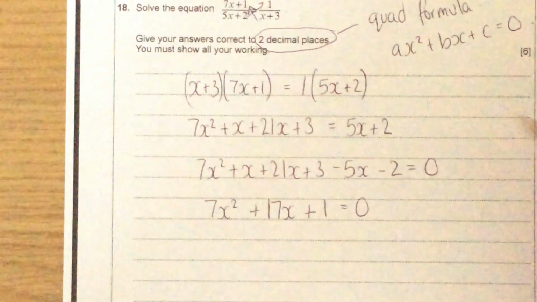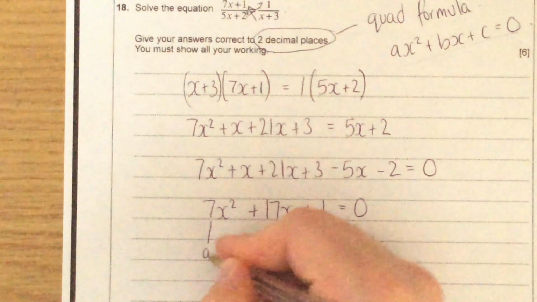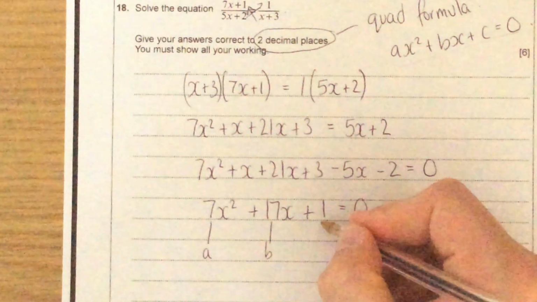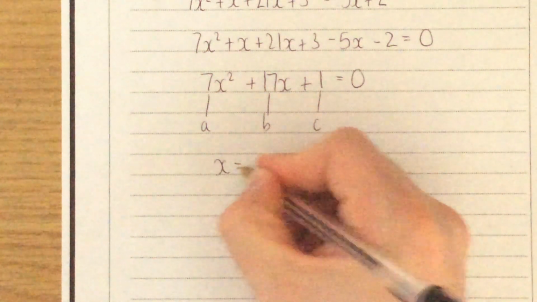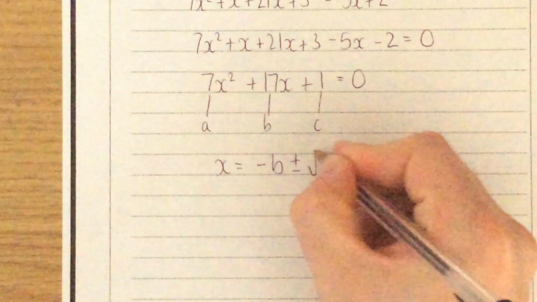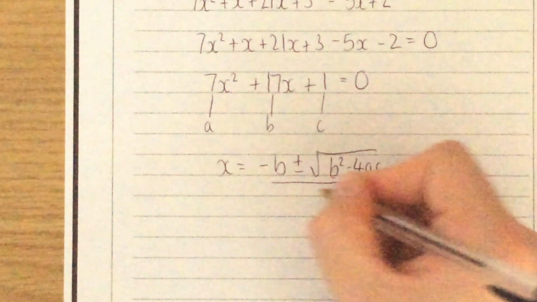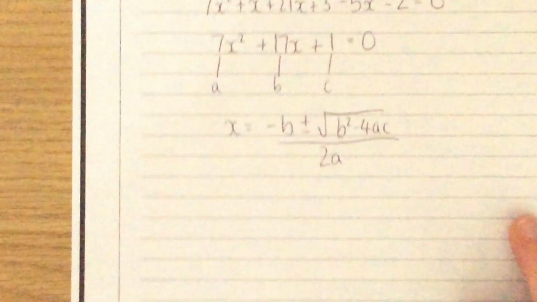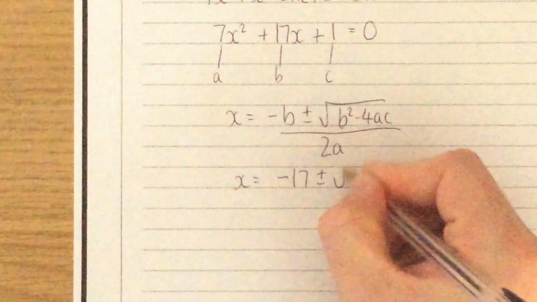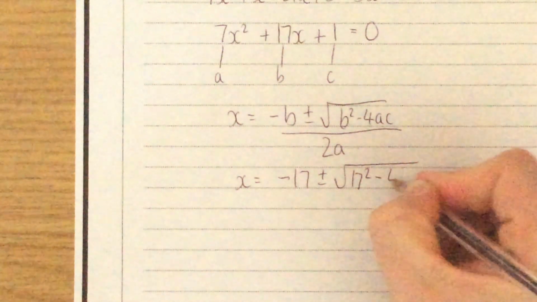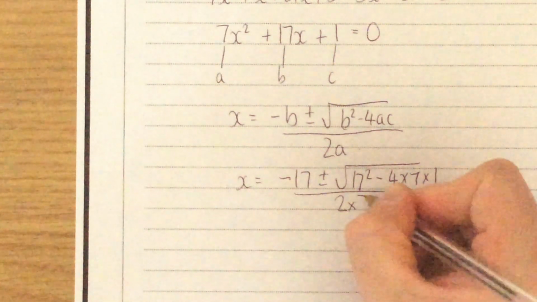I've now got my equation in the form that I want. So I can see that 7 is a, 17 is b, and 1 is c. I can then use the quadratic formula, which is as follows. And again, remember that this is given to you on the front of the paper, so you don't have to learn this. Fill in your values. So I get x equals minus 17 plus or minus the square root of 17 squared minus 4 times 7 times 1, all divided by 2 times 7.